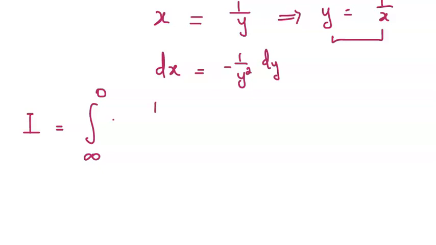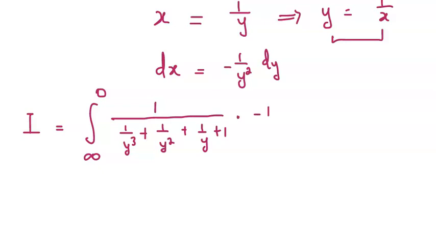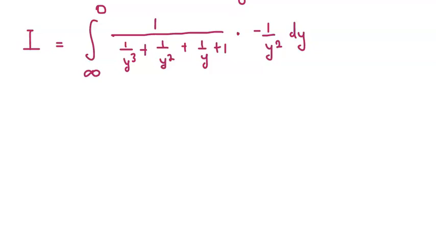And here we have 1 all over, so x cubed will be 1 over y cubed, plus x squared will be 1 over y squared, plus x will be 1 over y, and here we have plus 1. Therefore, we're multiplying by dx, which is negative 1 over y squared dy. Now at this denominator, we can make a common denominator as well. You know what I mean?